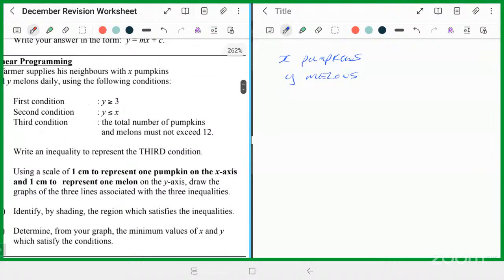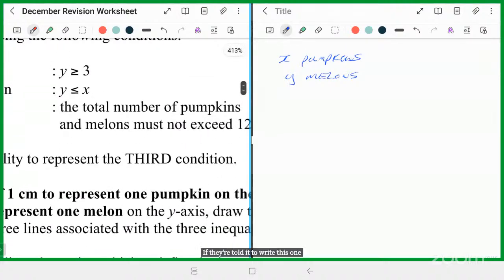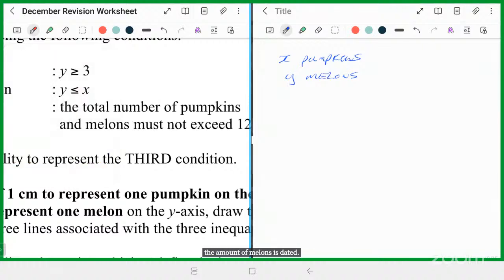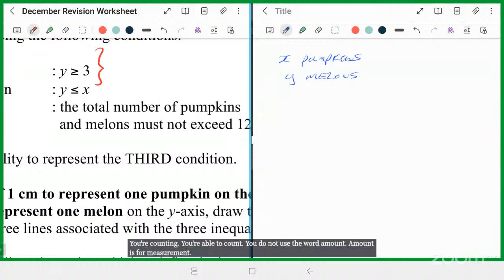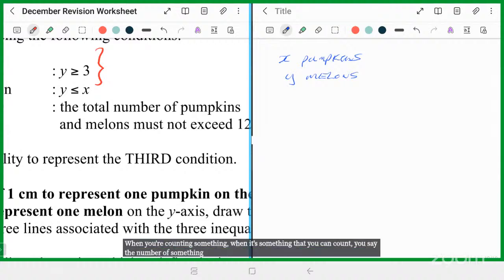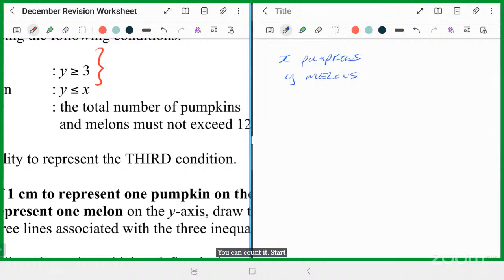If they told you to write this one in your own words, what would you say? The amount of melons is greater. Not amount. You're able to count, so you do not use the word amount. Amount is for measurement. You have to measure something. When it's something that you can count, you say the number of something. Start again.